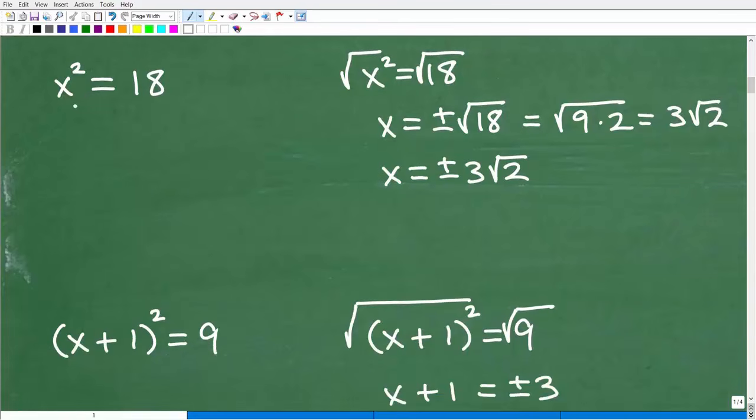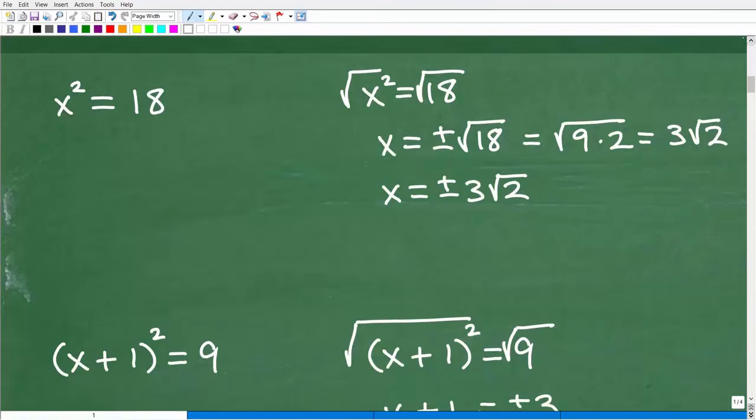Okay, here we go. x squared is equal to 18. All right, we know what the situation is here. Well, it's a quadratic equation, a polynomial of degree 2, so 2 solutions. This is a scenario where I don't have that middle term, x, so I can take the square root of both sides. So I'm going to take the square root of both sides, okay? The square root of x squared is x, and the square root of 18.